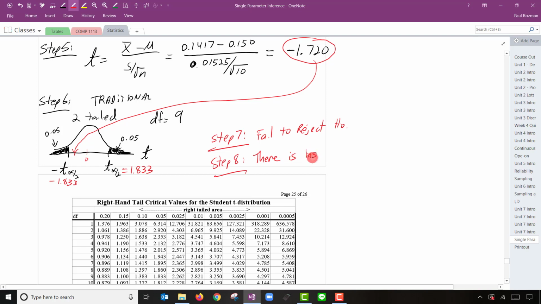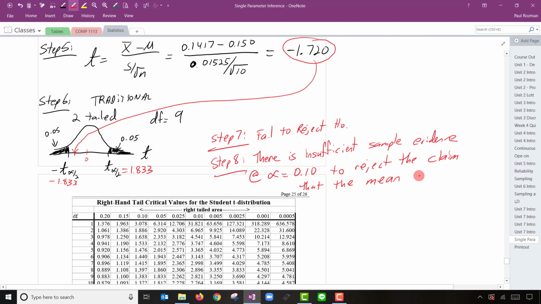There is insufficient sample evidence, at alpha equals 0.1 anyway, to reject the claim that the mean deflection of the, I don't remember, 10-meter beam or whatever they were, to reject the claim that the mean deflection is 0.150 decimeters. So that's how we handle those things. It isn't too bad.